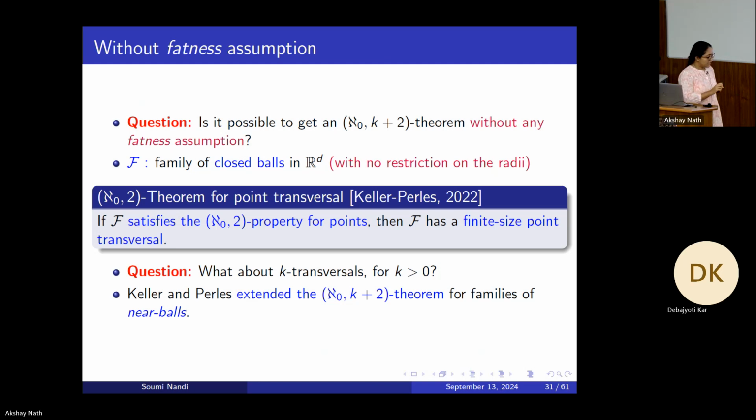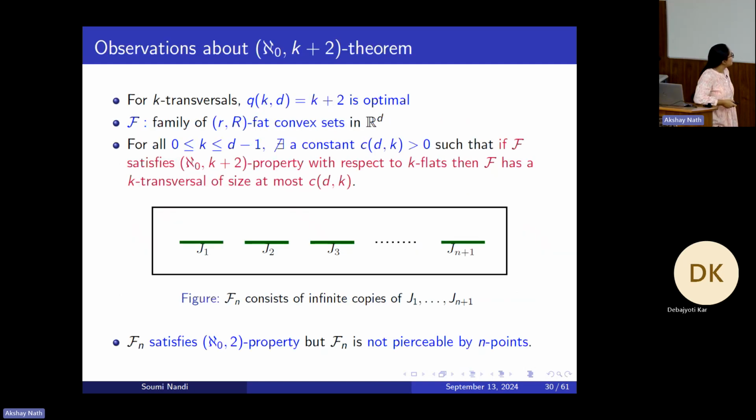So now the question is, are small r and capital R appearing in the constant? No, so far it has not appeared. It is just hidden in the proof process that we have to get the sets to be r-fat. r may not be a constant. Here small r is strictly greater than zero, and capital R is strictly less than infinity.